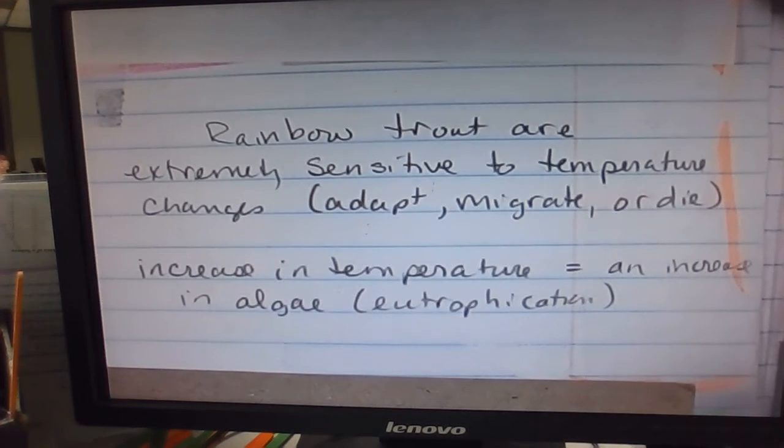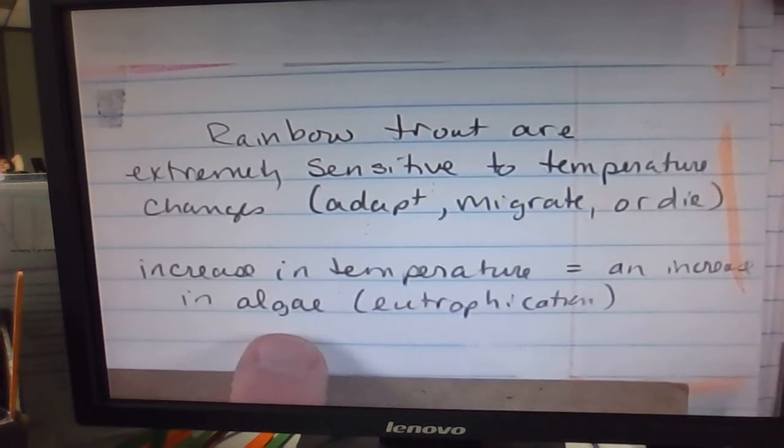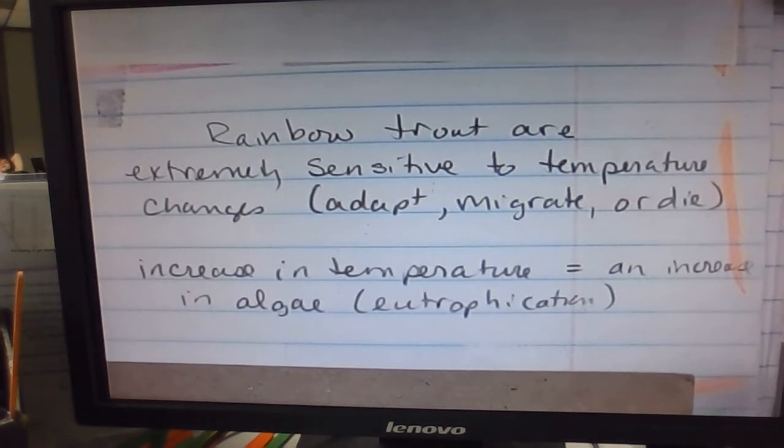Rainbow trout are extremely sensitive to temperature changes, so their choices are adapt, migrate, or die. I choose to die. Adaptation takes a while, it takes several generations at least. Migration, you have to have a path, you have to be able to migrate. An increase in temperature can equal an increase in algae, plant material, and so that can lead to eutrophication.